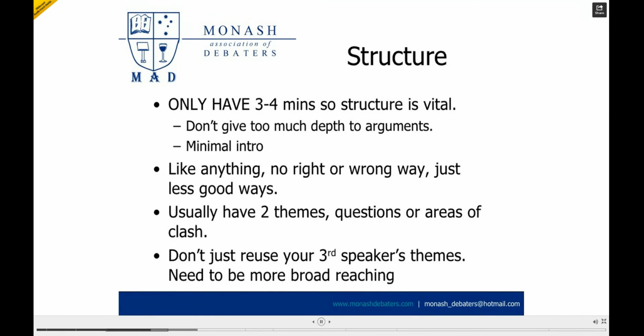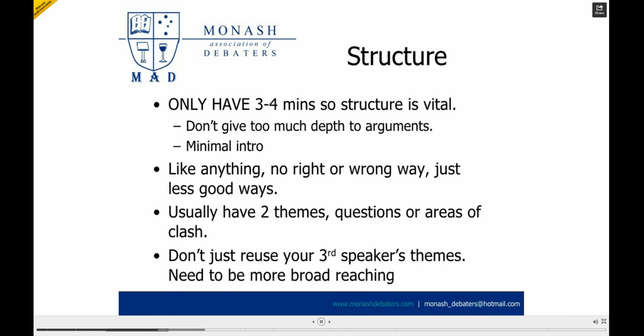And the last thing I'll say about structure is that when you're picking these themes, you're not just going to recycle what your third speaker said, because a lot of people sort of just fall back on, well, our third speaker had 2 really important questions and then one that was like the random side issues that the second negative speaker spoke about, so I'll drop that and I'll take the first 2 and that's going to be my reply. That makes you look bad, especially, and we'll talk about this later, if you're doing the negative team's reply, because you're coming straight after them.